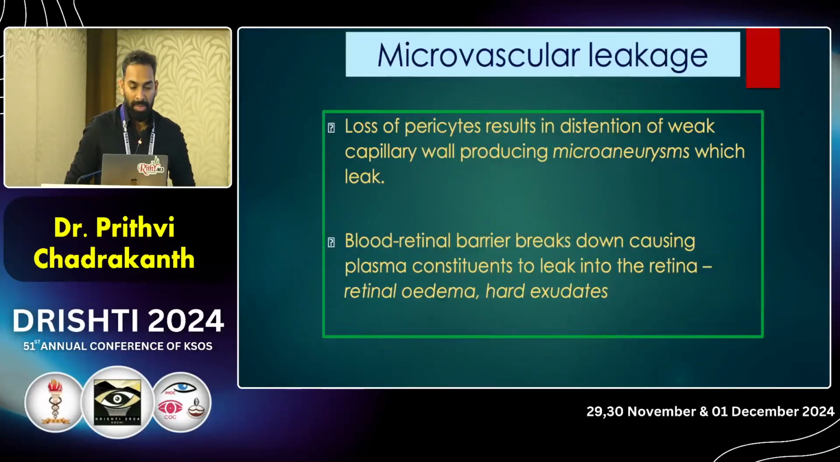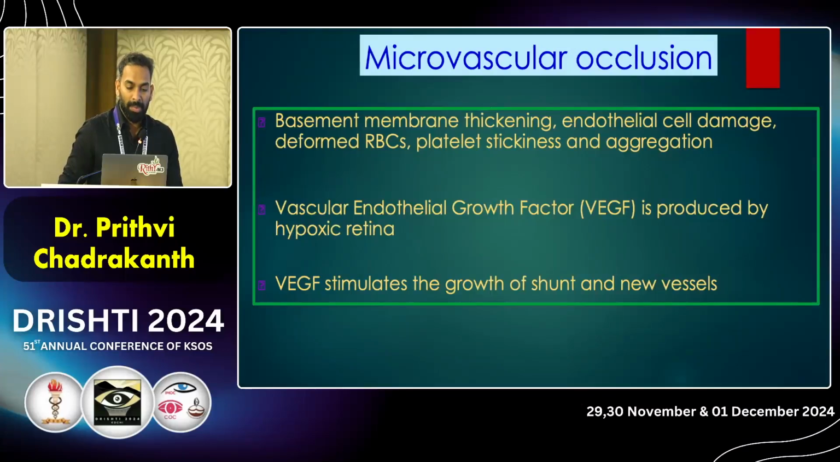Basically, what is happening is microvascular leakage because of loss of pericytes, which results in distension of weak capillary walls and produces microaneurysms. Also, the blood-retinal barrier breaks down, causing plasma constituents to leak, and ultimately causes retinal edema and hard exudates. Basement membrane thickening happens. Endothelial cell damage, deformed RBCs, platelet stickiness and aggregation are other factors. Finally, vascular endothelial growth factor is produced by the hypoxic retina, which stimulates the growth of shunts and new vessels.